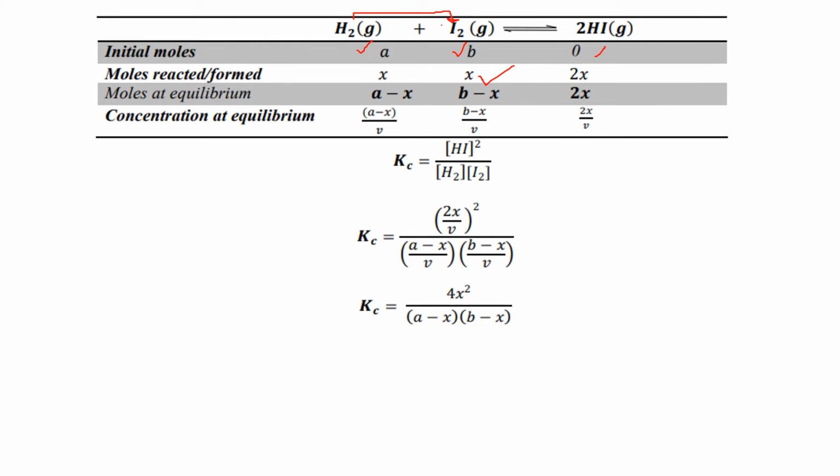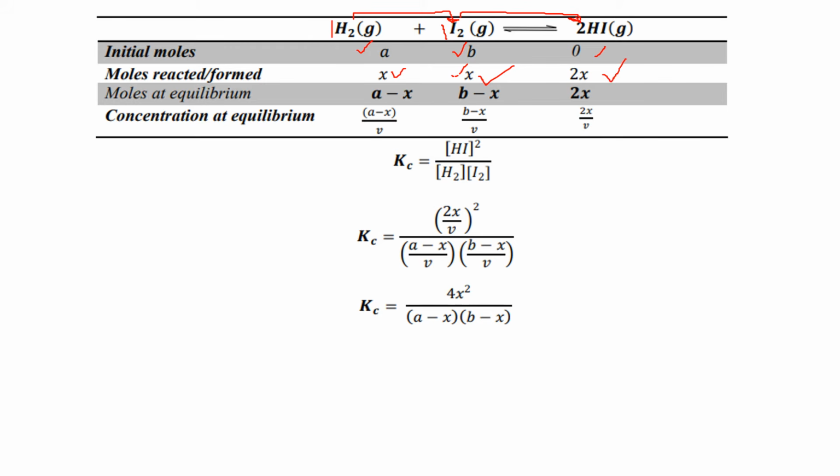If you see the mole ratio of iodine to hydrogen, 1 mole of iodine reacted with 1 mole of hydrogen to give us 2 moles of hydrogen iodide. That means that they're going to have the same number of moles that reacted, X moles, X moles. And if you consider the mole ratio of iodine to hydrogen iodide, 1 mole of iodine reacted with 2 moles of hydrogen iodide. What about the X moles? They are going to have reacted with 2X moles of hydrogen iodide.